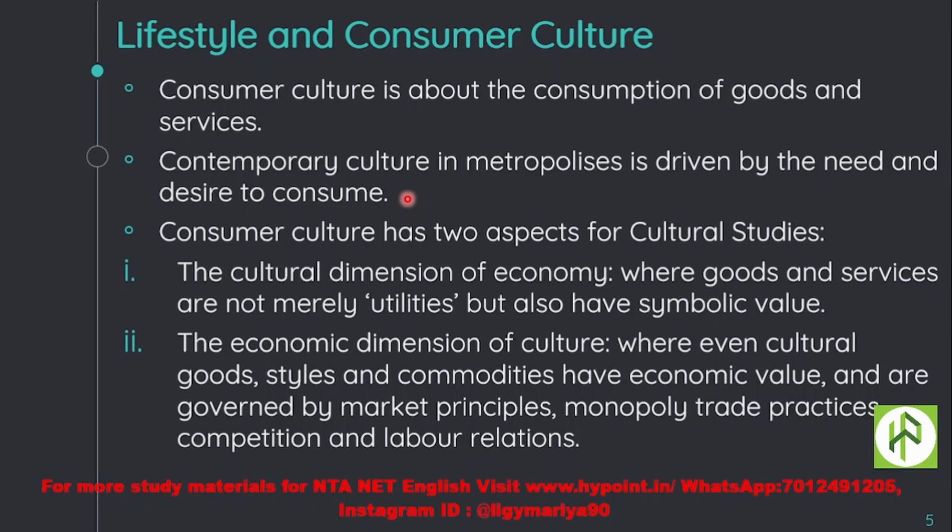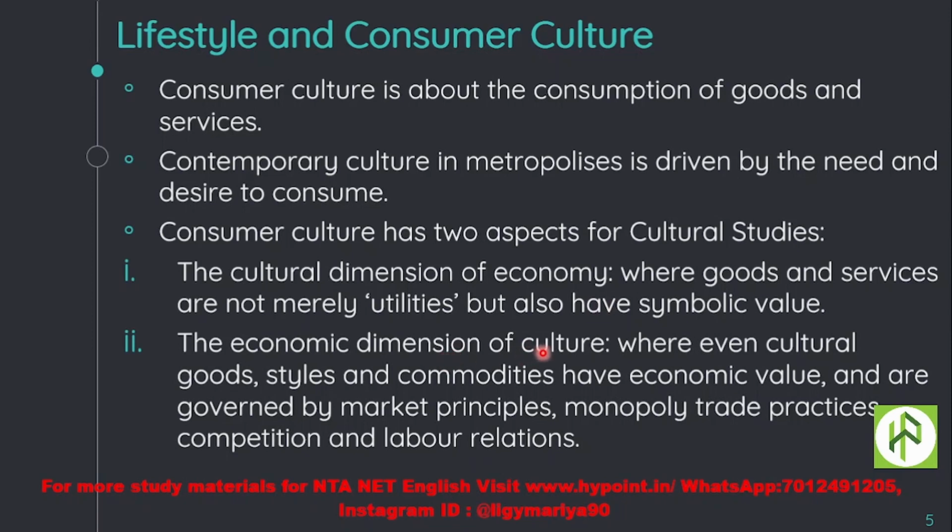Consumer culture has two aspects for cultural studies. The first one is the cultural dimension of economy, where goods and services are not merely utilities but also have symbolic value. So if you have a certain kind of clothing style, that will create a symbolic value, a meaning and identity for you. So these goods and services that we are consuming are not merely for our utilities, our uses, but also have a symbolic value.